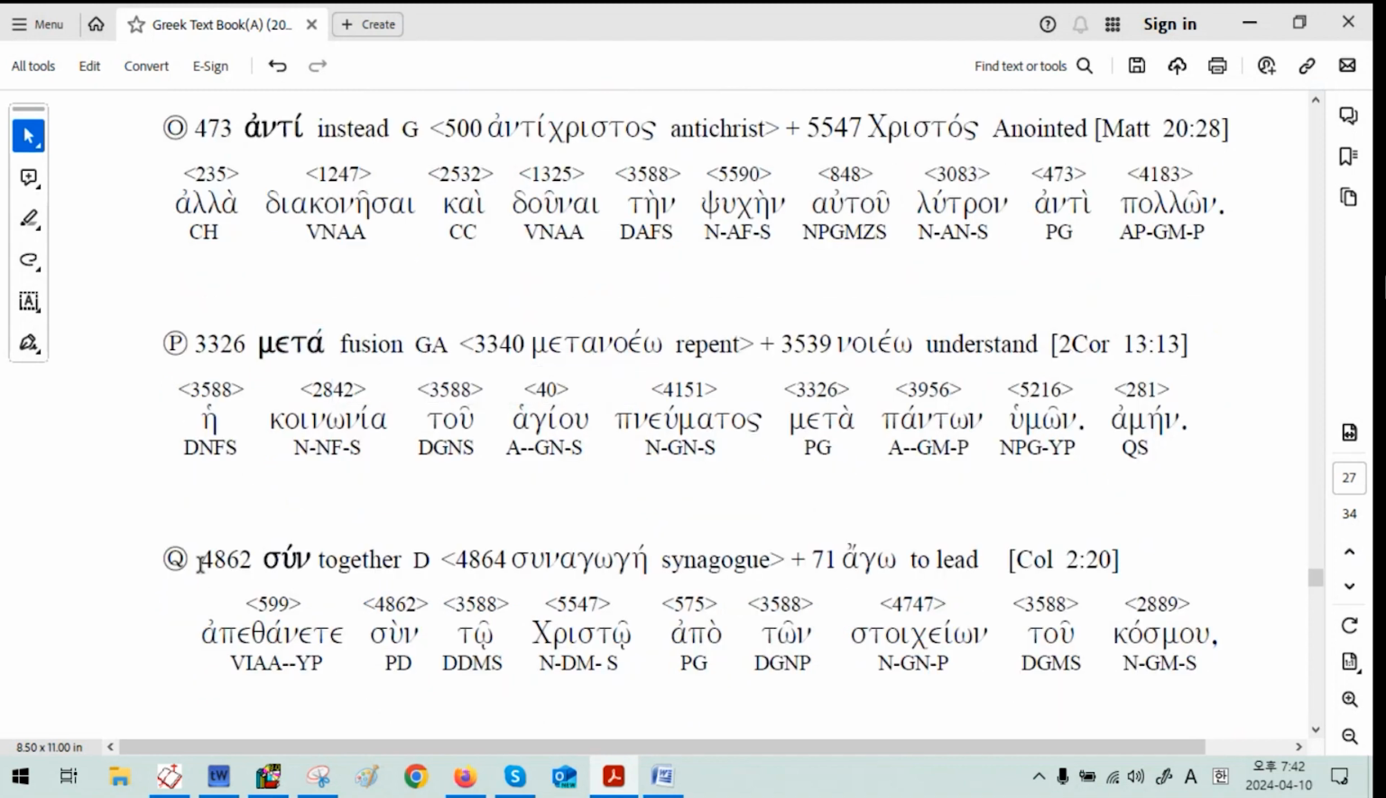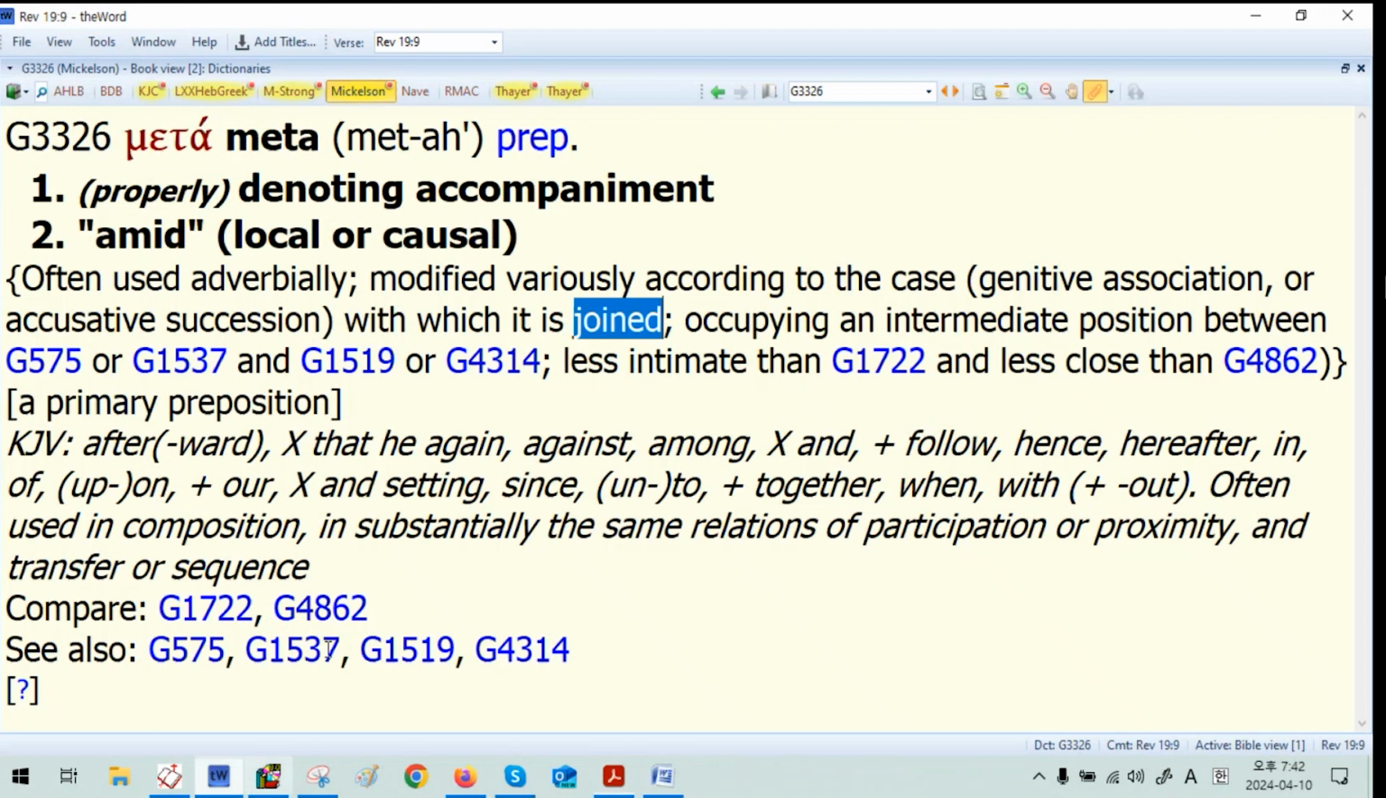And then another one, as you see here, 4862, syn. Syn I also translate as with when it is used as a preposition. Then the syn concept is together, whereas the meta concept is fusion. Together means you are together with somebody, with something. That is the physical action, whereas meta is with chemical action. So that is meta. That's why here it says the concept is joined.